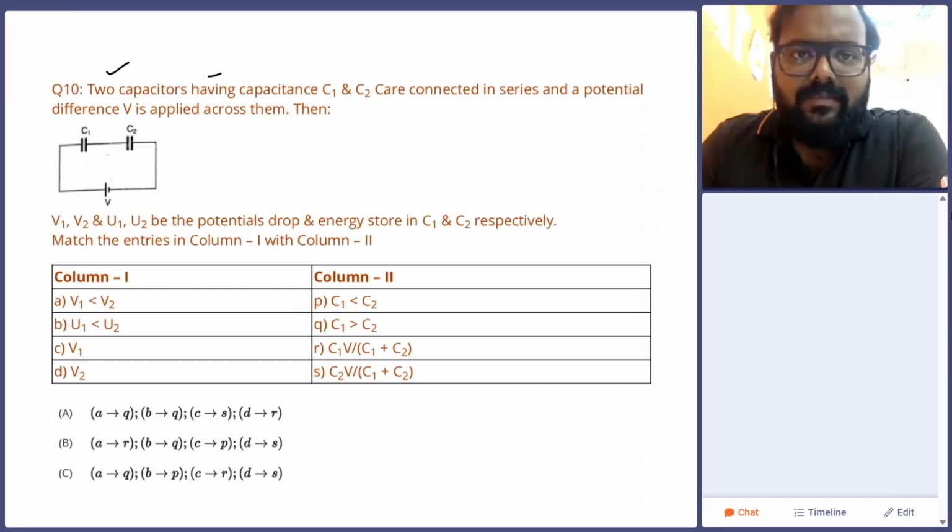Two capacitors having capacitance C1 and C2 are connected in series and a potential difference V is applied across them.